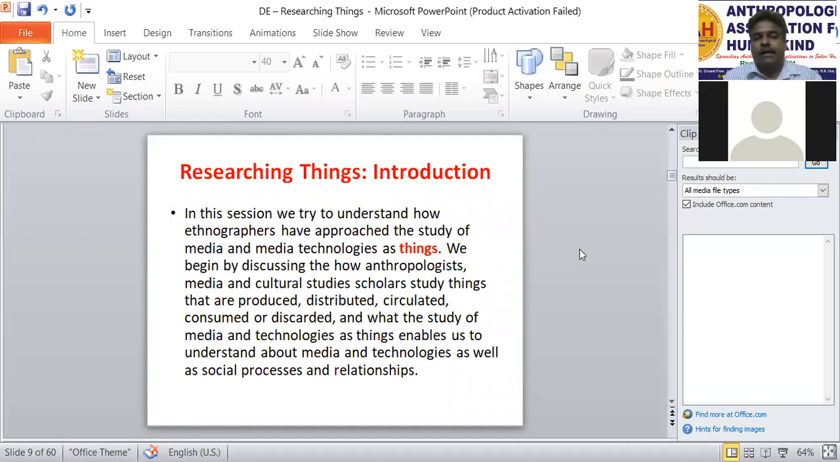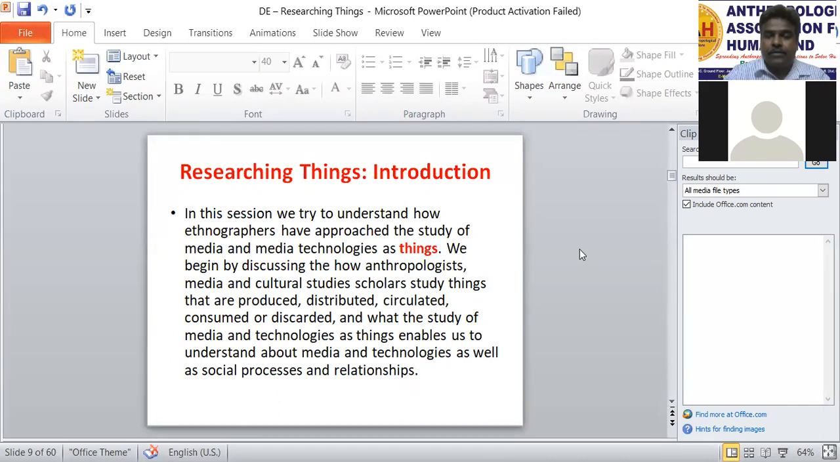In this session, we try to understand how ethnographers have approached the study of media and media technologies as things. We begin by discussing how anthropologists, media, and cultural studies scholars study things that are produced, distributed, circulated, consumed, or discarded, and what the study of media and technologies as things enables us to understand about media and technologies as well as social processes and relationships.